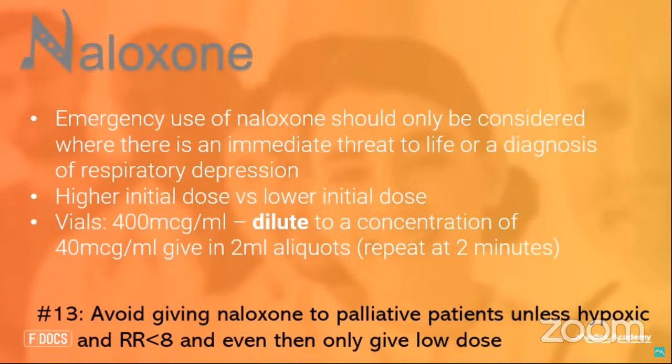So the advice now is that we should only give naloxone to these patients if their respiratory rate is below 8 and they're hypoxic. If they don't meet this criteria, we should just watch and wait, not give them any more opioids, let it wash out of their system, and keep an eye out for a change in respiratory rate or hypoxia.